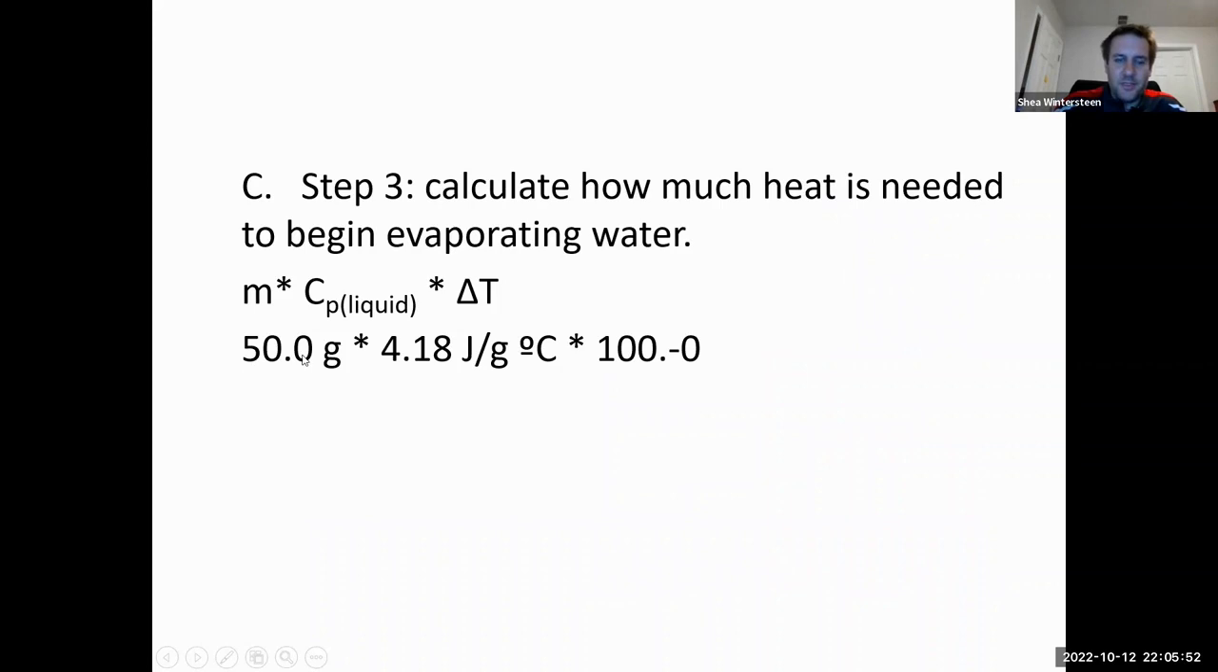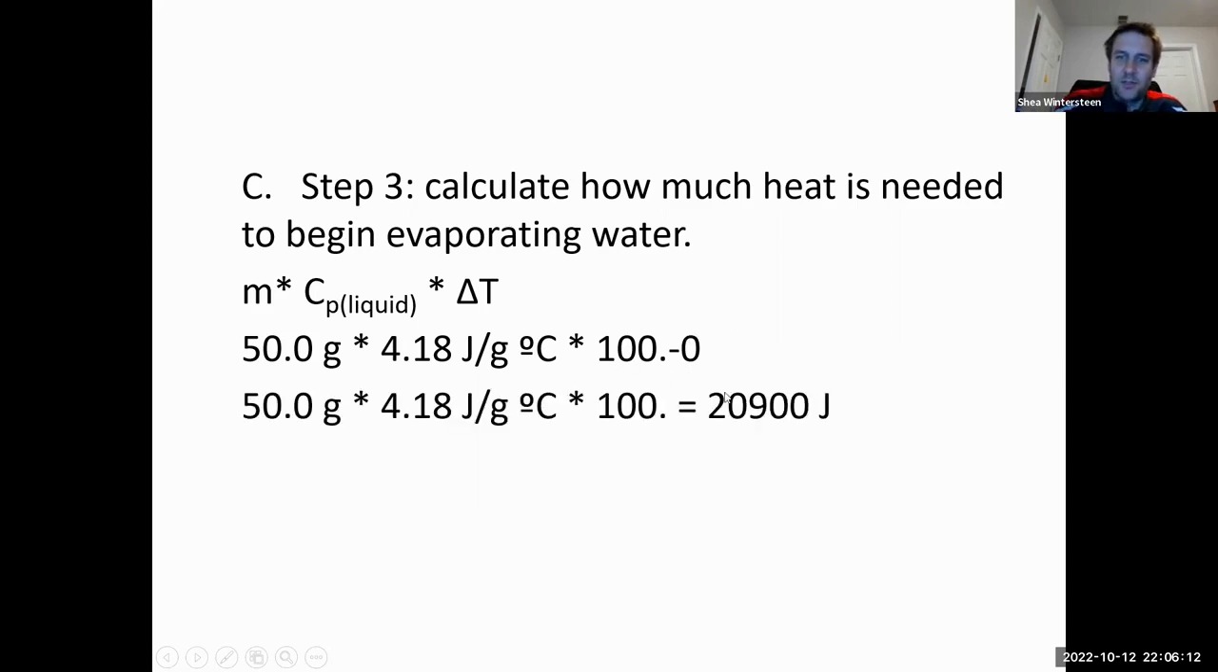So 50 grams, because the mass is not changing. Specific heat of water, 4.18. We've seen that before in a lot of our problems, so this is probably going to be a constant that's just memorized as the course goes on. The final temperature this is ending at was 100, and the starting temperature was 0. So 100 minus 0 makes the math pretty easy. We get 20,900 joules.